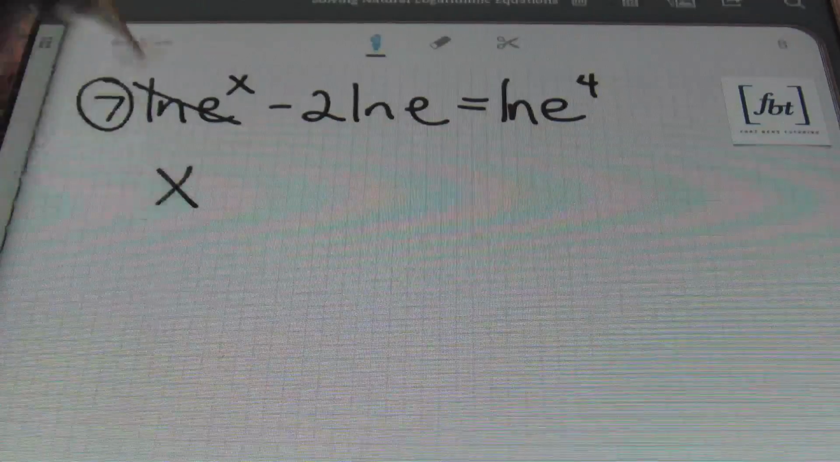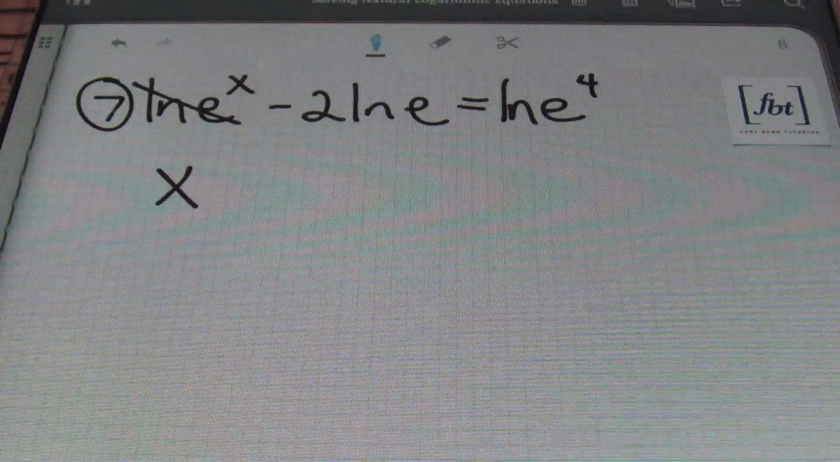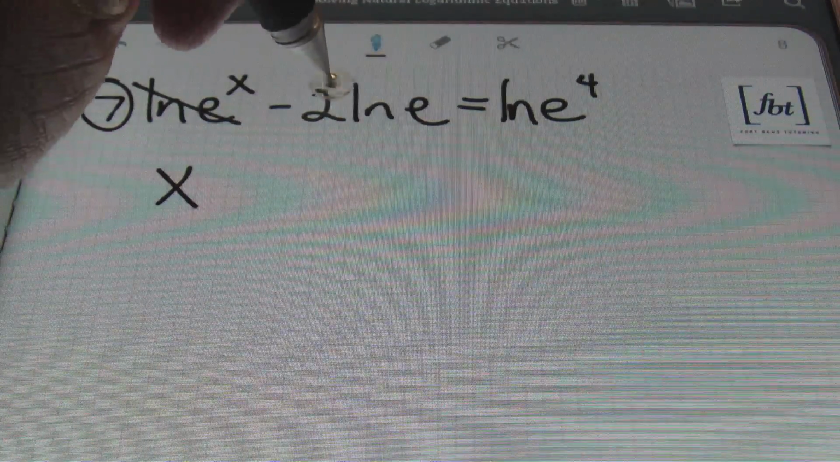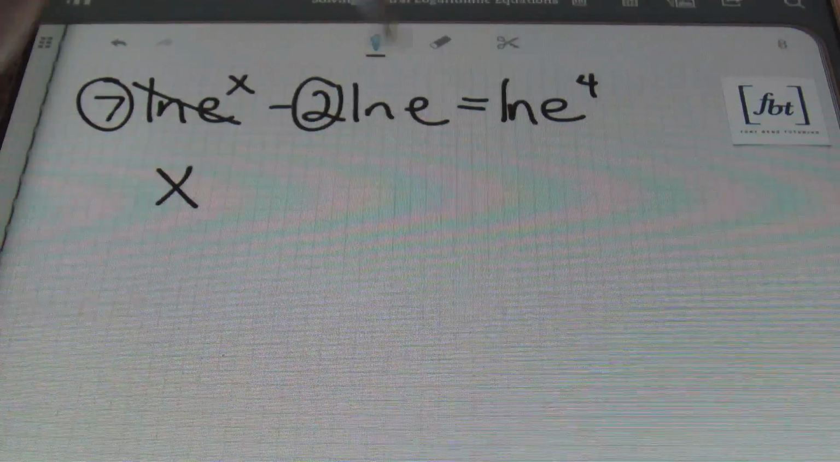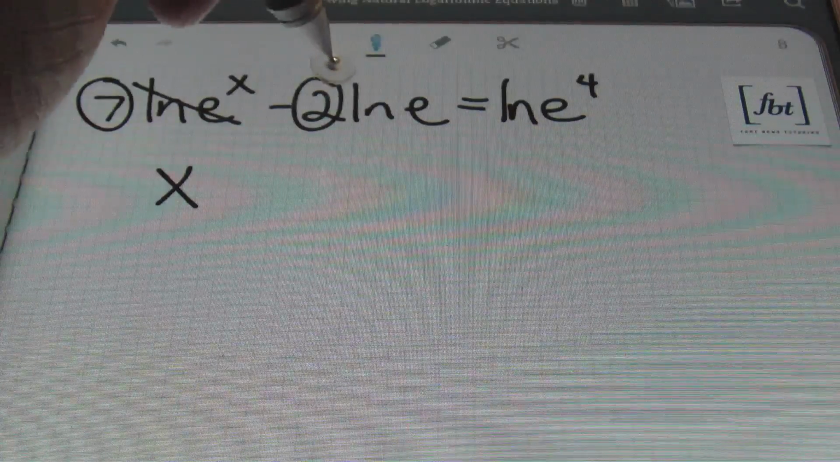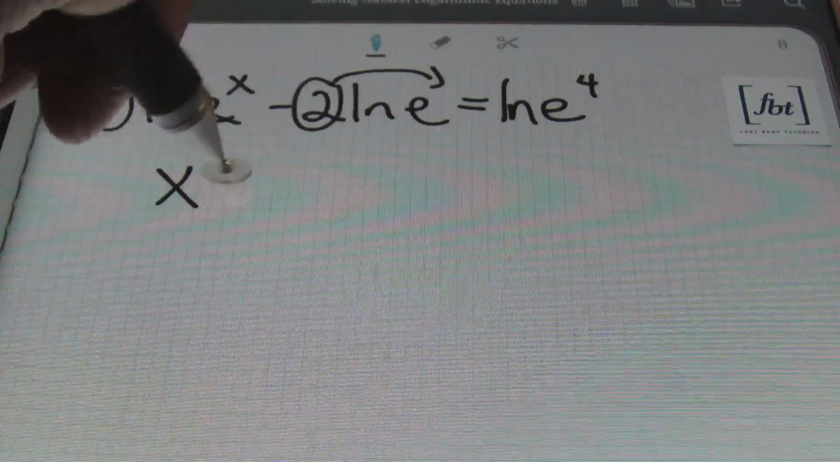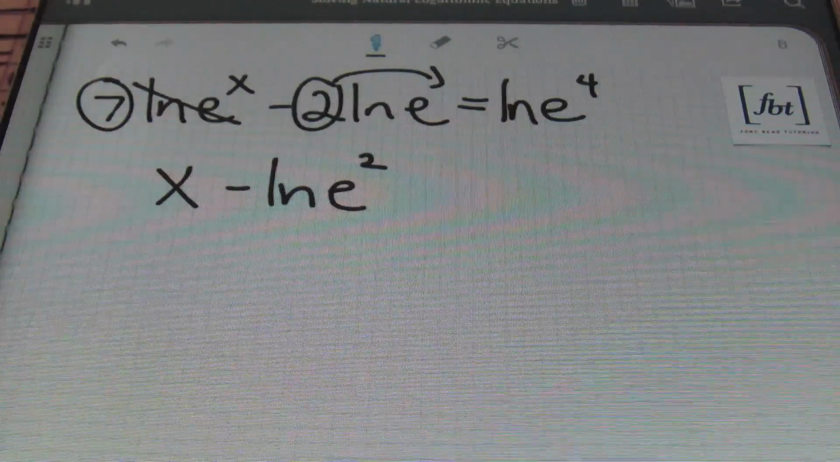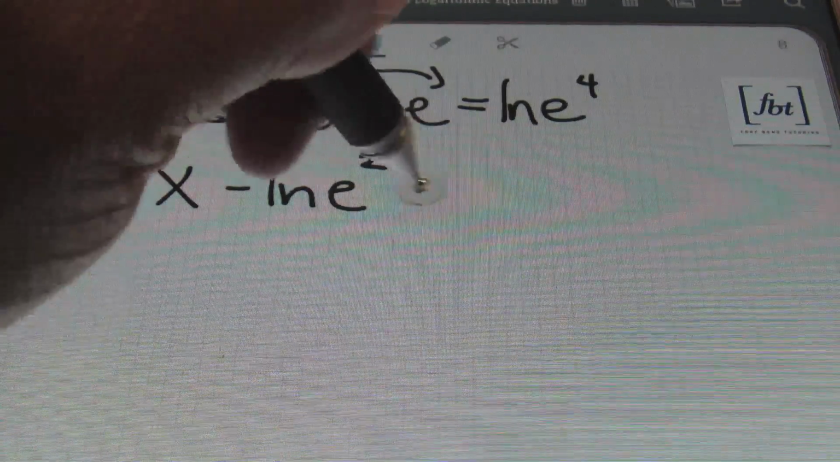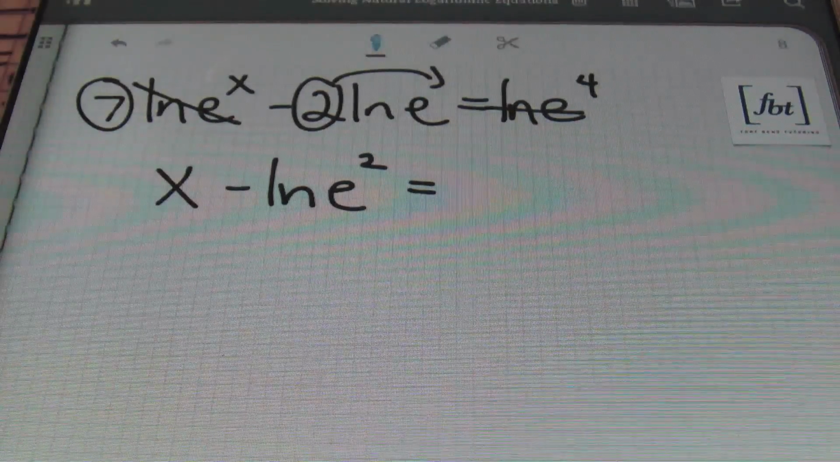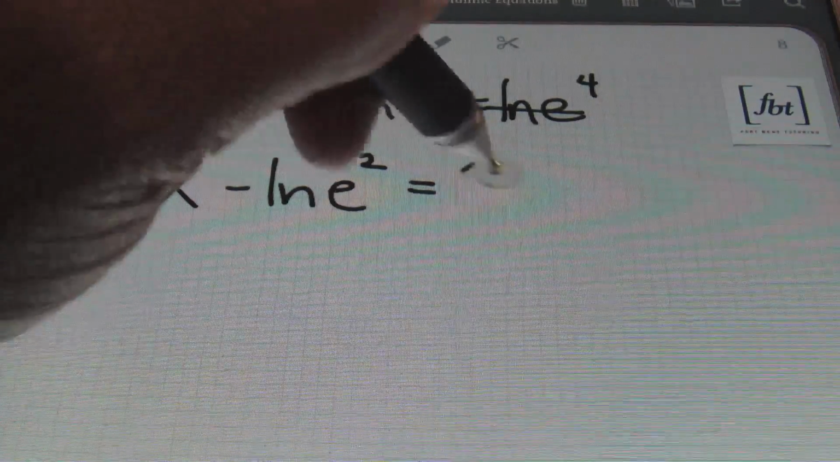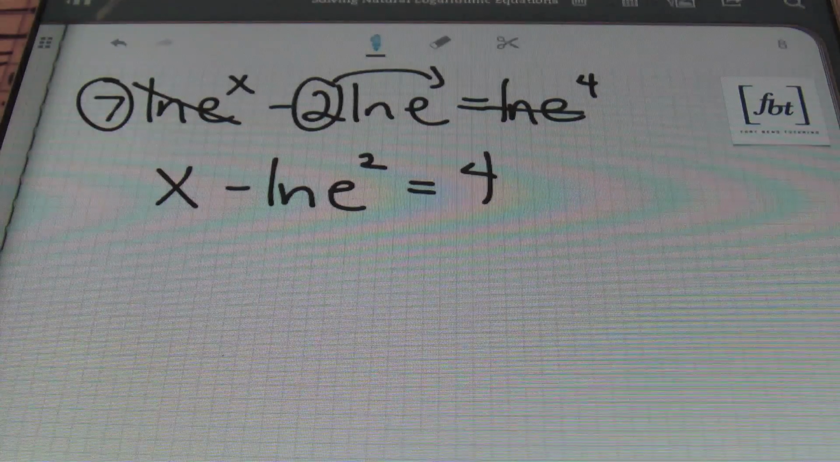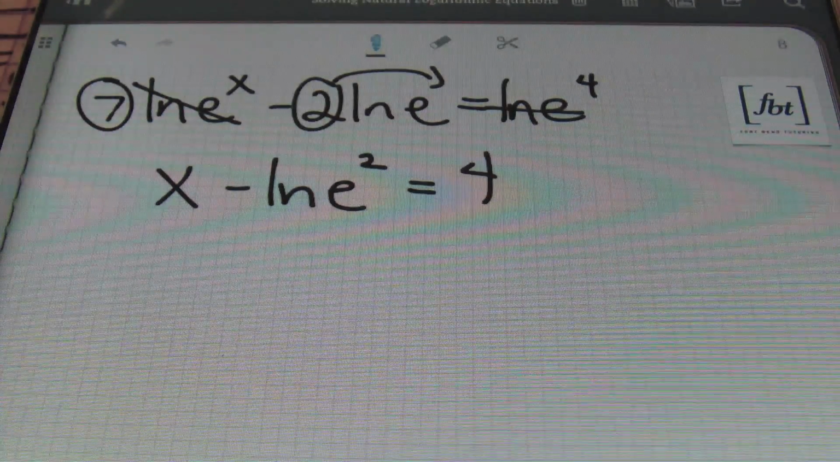So that means that I can just bring down an x from this term. I also informed you that anytime you have a coefficient in front of the natural log, it becomes an exponent. So this is just simply a negative natural log of e to the 2nd power here. Then this equals, this natural log and e will cancel out, so that'll just be 4. So this is what I have thus far, ladies and gentlemen, just like that.